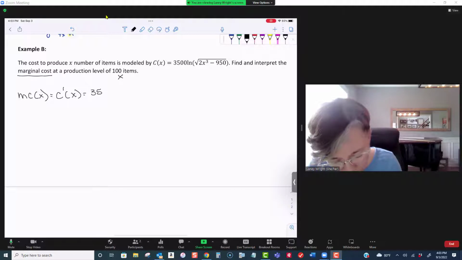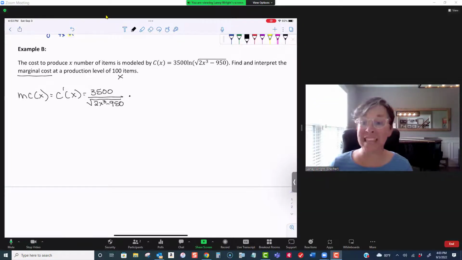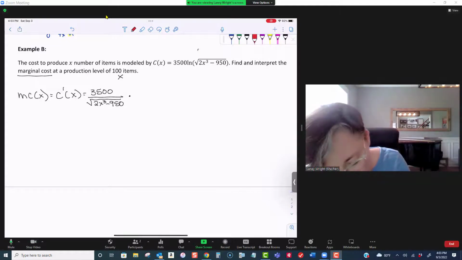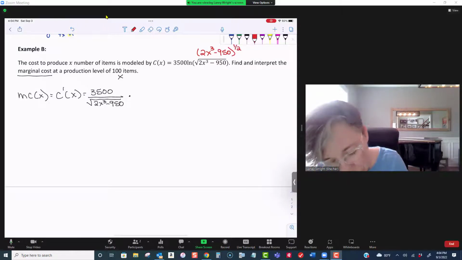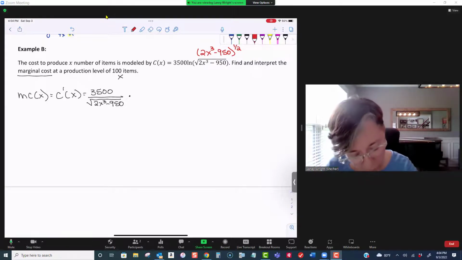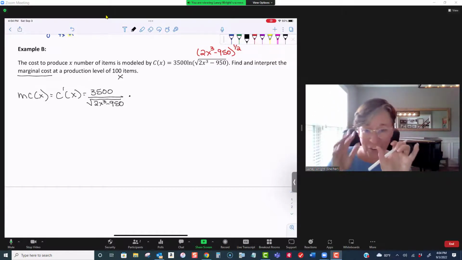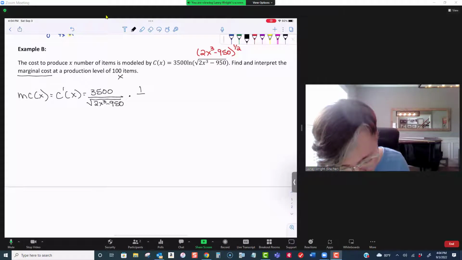So that's 3,500 times the derivative of the natural log. So that would be 1 over the square root of 2x cubed minus 950 times the derivative of the inside function. And I would rewrite that inside function again with a 1/2 exponent, so we don't have to deal with that square root. We're going to have to do the chain rule a couple of times, because not only do we have the outside piece of that red function that I wrote, so that's going to be 1/2 times the inside function as itself.